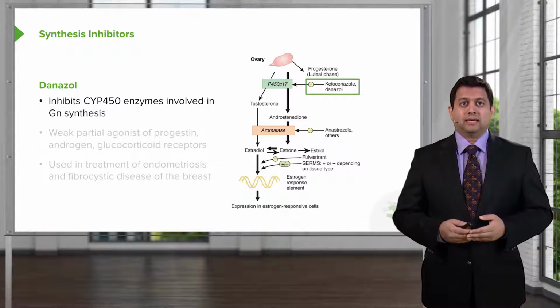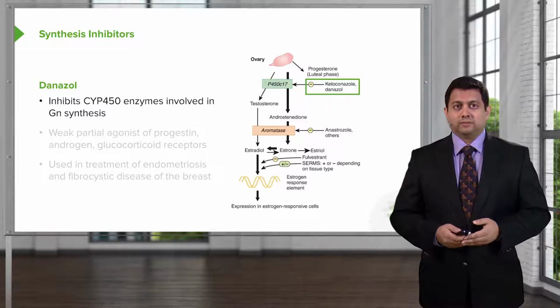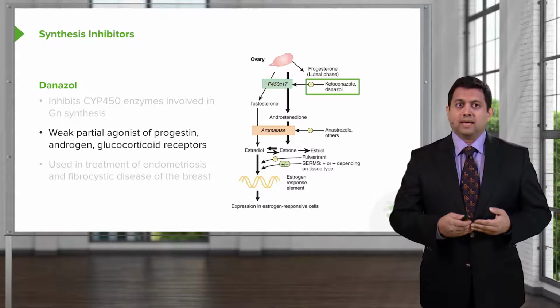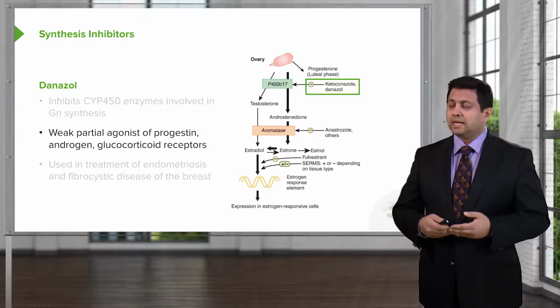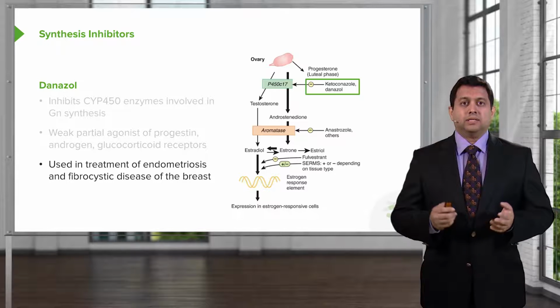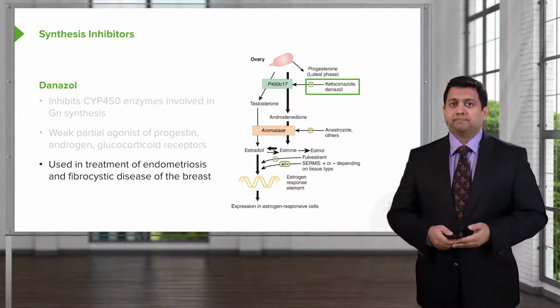Danazol is an agent that inhibits cytochrome P450 enzymes involved in gonadotropin synthesis. It is a weak, partial agonist of progesterone, androgen, glucocorticoid receptors, and to some extent, estrogen receptors as well. It is used in the treatment of endometriosis and fibrocystic disease of the breast.